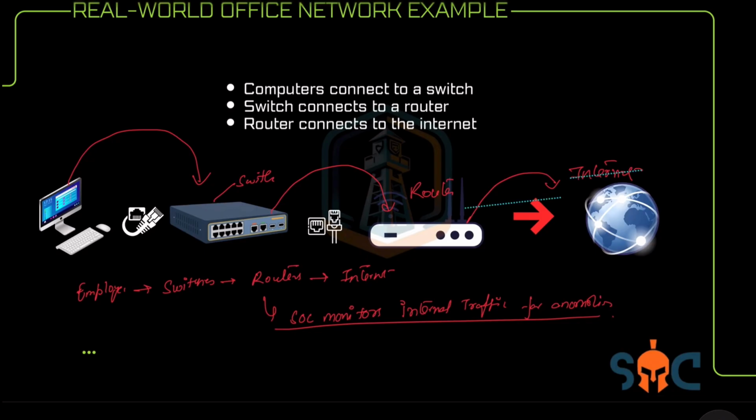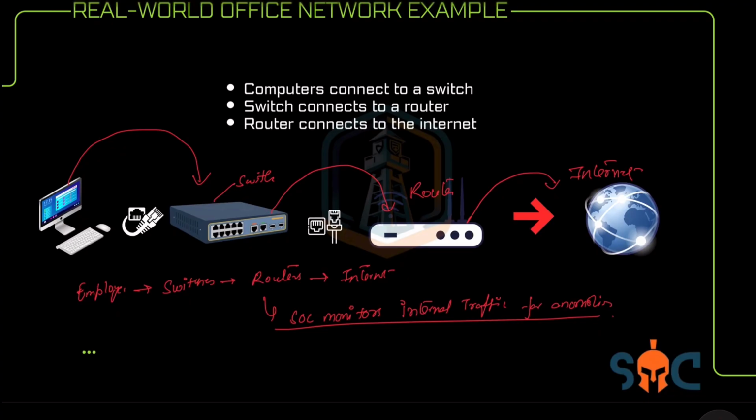Okay, so for example, if one system suddenly starts communicating with many internal systems, it could be lateral movement. If a router suddenly allows traffic from known malicious IP ranges, a SOC analyst must investigate immediately. Routers are often the first line of defense between the attacker and the internal systems. Okay, so that is the end of the third network device, that is the router.